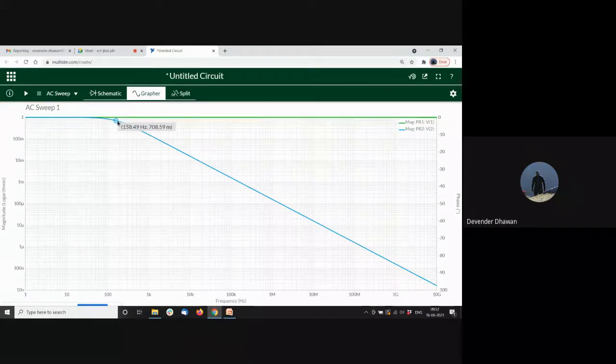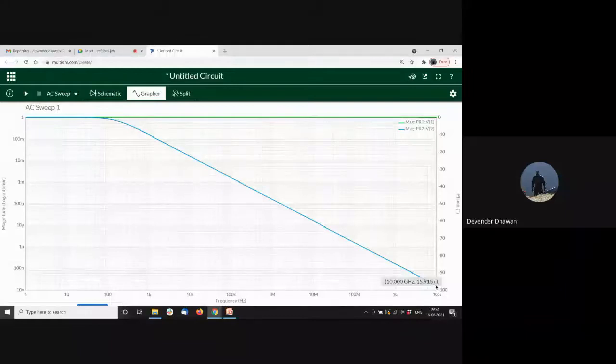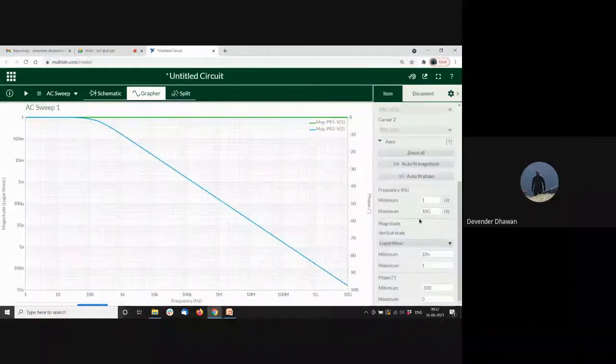So you can see that this is our low pass filter, and before 158.49 hertz the signal will pass through, and afterwards it will start attenuating, and depending upon the frequency we are giving, it might become almost zero also. Like in the last you can see 15.9 nanovolt, which is very little. So that is one thing.